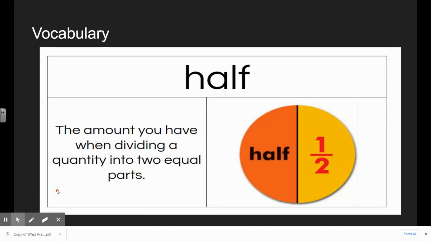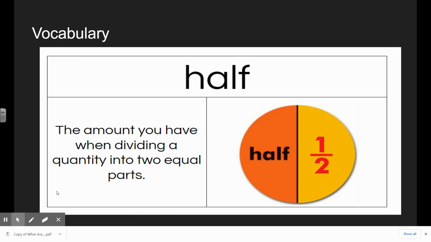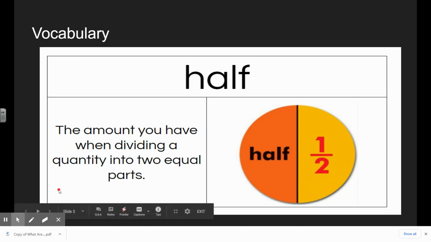Half. This is a new vocabulary word that we're going to be using with our graphs to describe the data. The amount you have when dividing a quantity into 2 equal parts is half. If I have a whole circle here and I divide it right down the middle, each side is now 1/2 of the whole. Or if you think about a pizza, if I divide my pizza in half, I have 2 really big pieces, but each side is half.